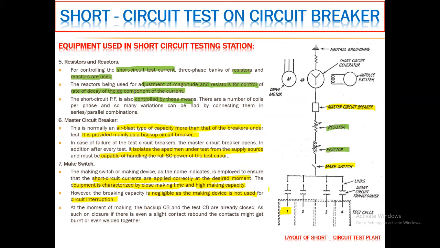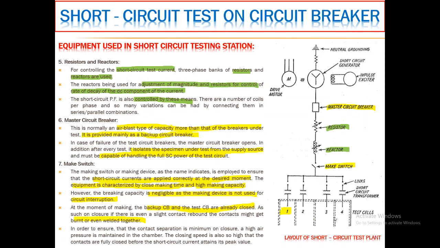At the moment of making or closing the make switch, the backup circuit breaker and the test circuit breaker are already closed. So first you have to close the master circuit breaker and the circuit breaker under test. After that you close this making switch, because the requirement of this make switch is to supply the short circuit current at a desired moment. So on closure, if there is even a slight contact rebound, the contacts might get burnt or even welded together. By any way you can make this switch in a closed condition.